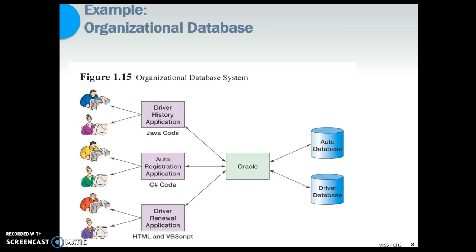In the organizational database system, there's a whole host of things that are a part of it. There's the HTML and the VB script, pardon me. There's the drivers, the registration, the application. Oracle would be the type of database you would be using. There's an auto database and a driver database. And these are all things that are part of the organizational part of the database. As you start to use databases, it will become more understandable for you.